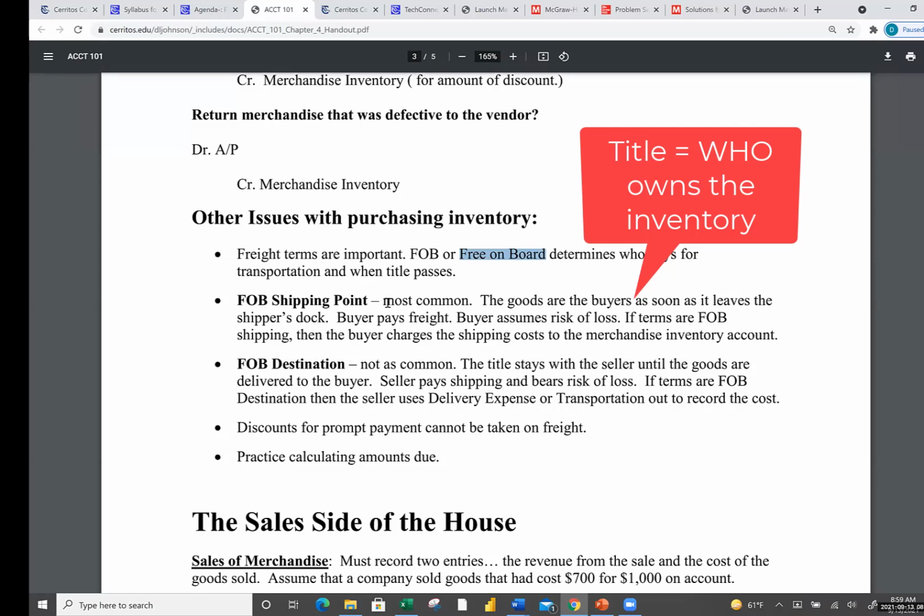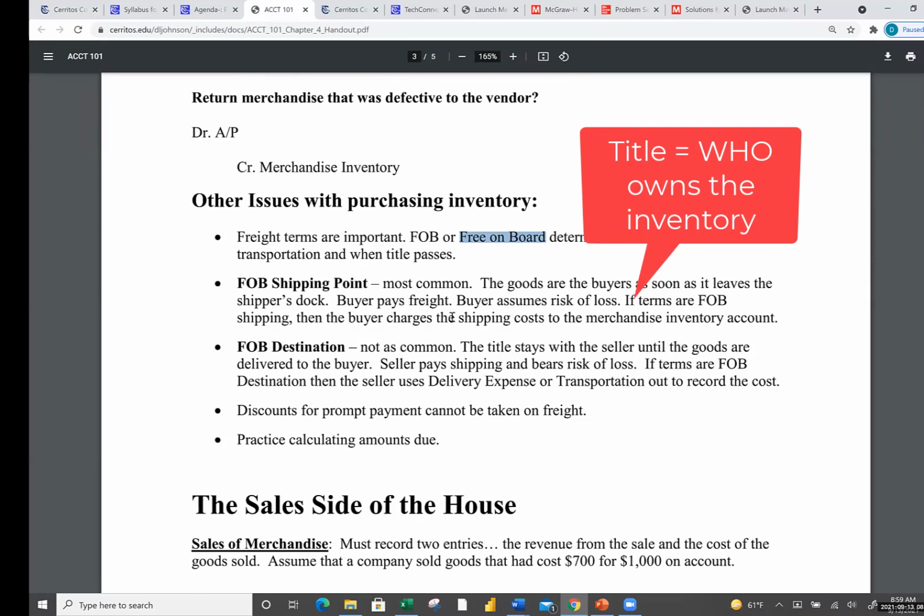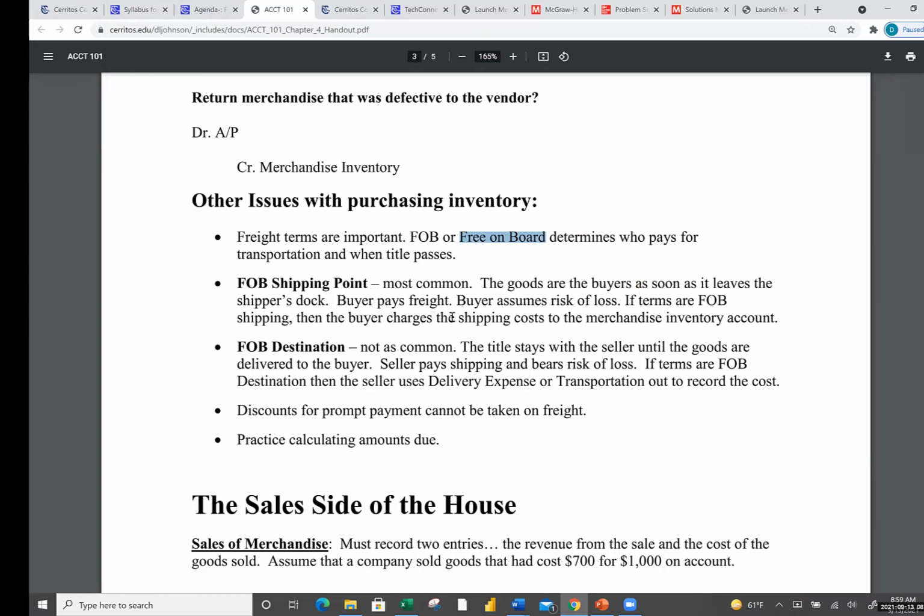FOB shipping is the most common. We said probably 90 to 95%. The goods are the buyer's as soon as it leaves that shipper's dock. So it may not be in your physical custody yet, but it's yours. And what that means is that it needs to be included in the inventory counts that'll come in the next chapter. That's what happens most of the time.